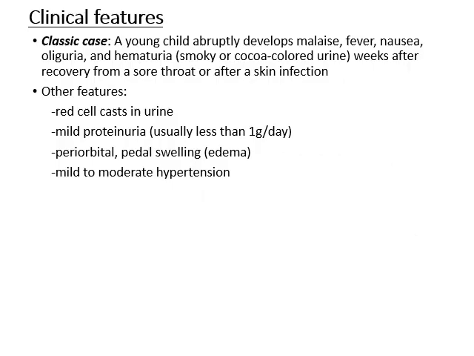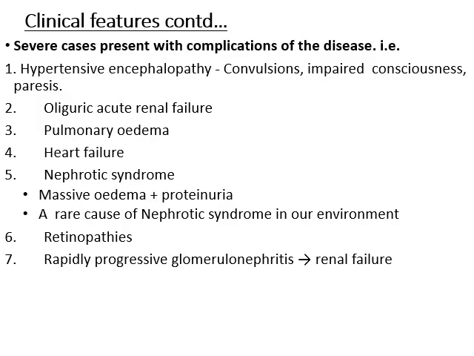Okay, so the clinical features we've already spoken about. What we usually see is a young child who develops malaise, fever, nausea, then oliguria and hematuria, usually described as cola-colored urine, weeks after recovery from a sore throat or a skin infection, usually streptococcal impetigo. Okay, so keep that in your mind. And then we see the clinical presentation: red cell casts in urine, mild proteinuria, periorbital and pedal edema, and mild to moderate hypertension.